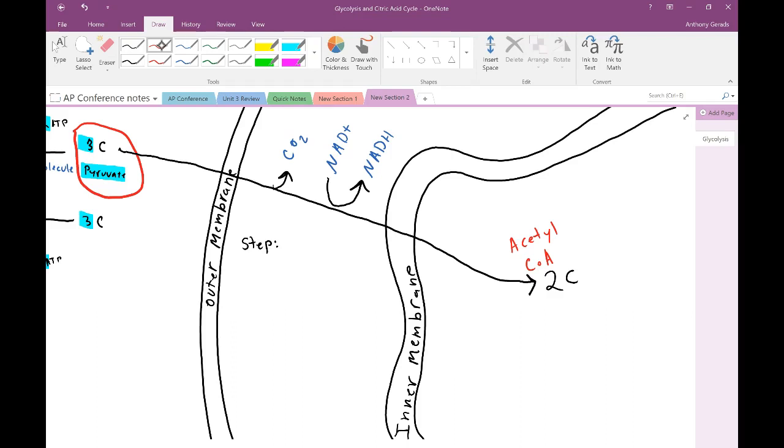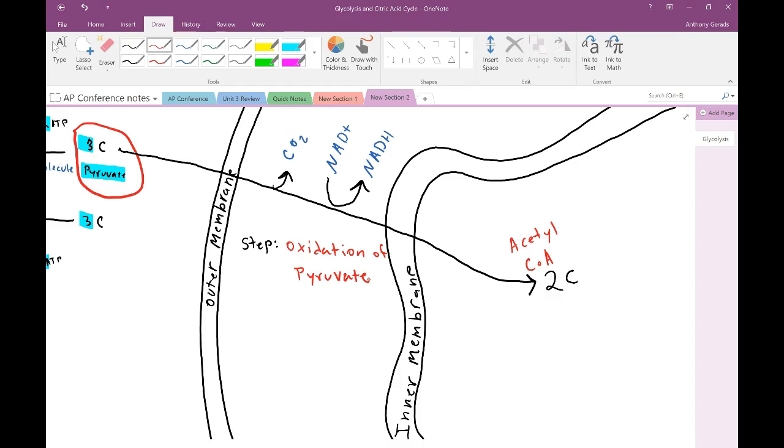It lost an electron. And remember, we had a term for if something loses an electron. Was it oxidized or reduced? Think OIL RIG. Oxidation is losing. So pyruvate lost an electron. So this step right here is called the oxidation of pyruvate. You might also hear it called the formation of acetyl-CoA because you're making acetyl-CoA.